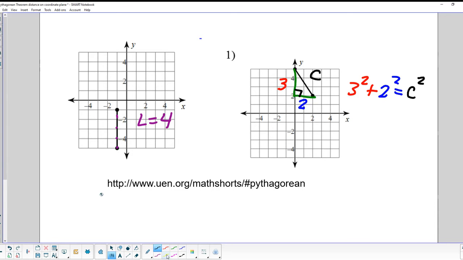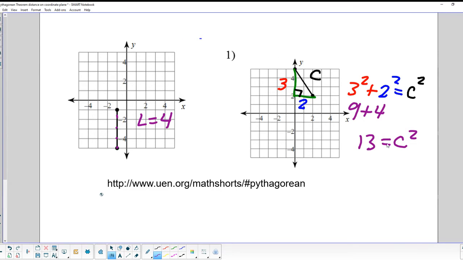Okay, now let's go ahead and calculate these out and see what we come up with. So 3 times 3 is 9. 2 times 2 is 4. And what's 9 plus 4? 9, 10, 11, 12, 13. So we got 13 equals c squared.